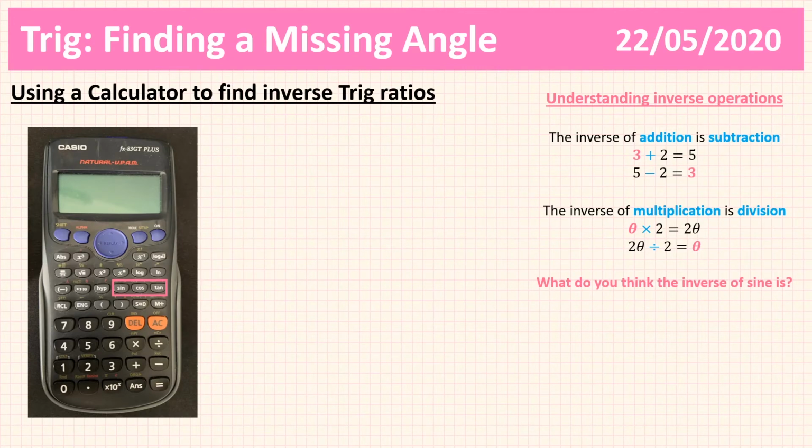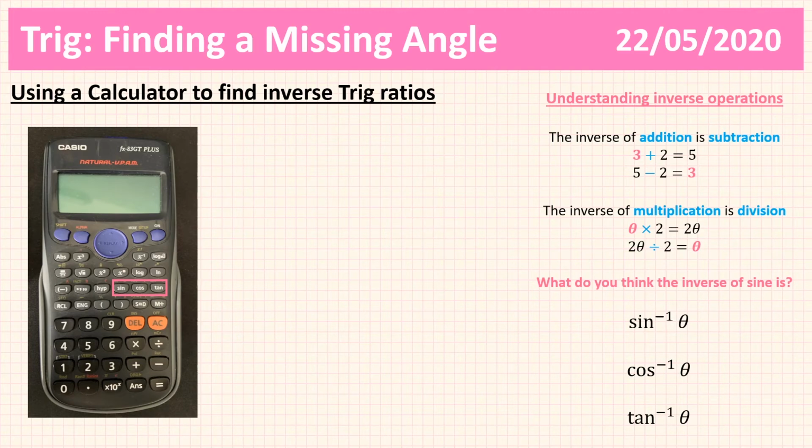Okay, so initially you might think it's to divide by sine or something like that. Well, that's not actually the case. We don't actually divide by sine. Sine is a ratio. It's applying a ratio to a triangle. That's what sine is. So the inverse of sine is not dividing by sine. The inverse of sine is what we call sine minus 1, cos minus 1, and tan minus 1. And what we do is we do these new functions to theta to get our answer.